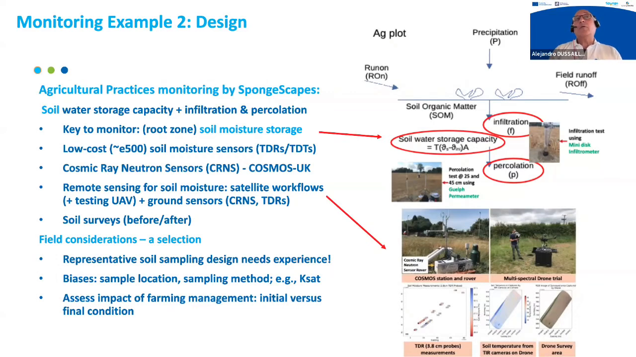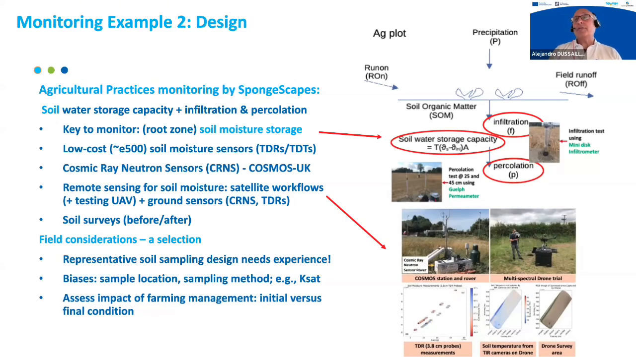We're combining low-cost soil moisture sensors with a gold standard of cosmic ray neutron sensors, the COSMOS-UK kit, which is quite expensive. But the advantage of CRNS is that instead of a point measurement, you get a 200-meter diameter measurement or estimate of soil moisture, which can be compared to what you get from drones and satellites. So it's very useful.